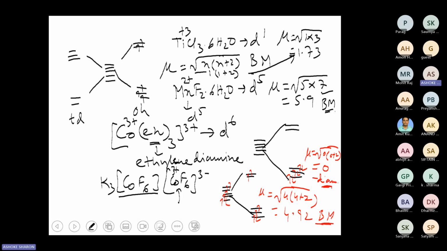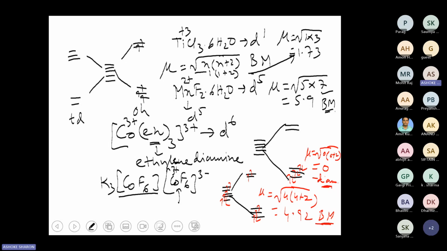So it shows that with the same metal in the same oxidation state, depending upon the nature of the ligand, whether it is a strong field ligand or a weak field ligand, the magnetic moment changes. And that is due to the filling up of the orbitals split under the crystal field. So this is an important part which can come into the exam.